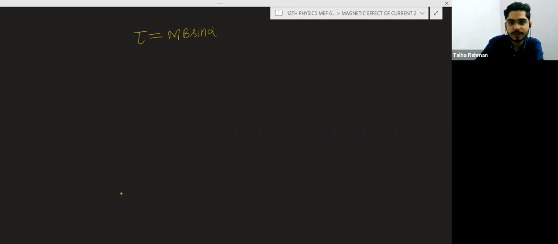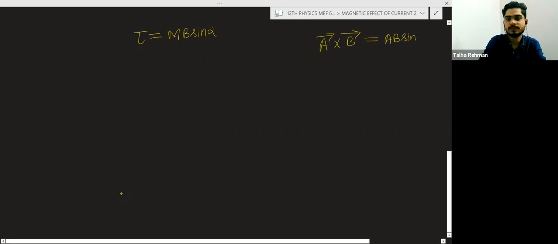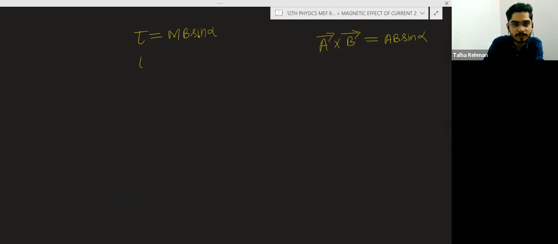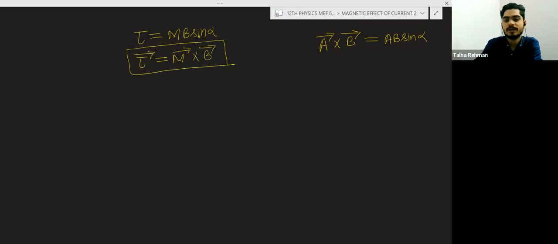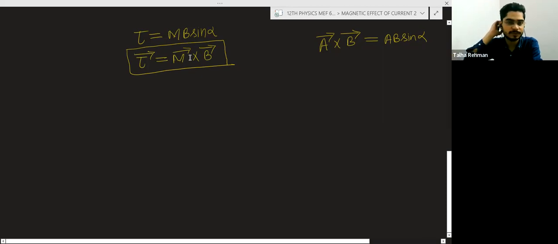Okay, so we know that the cross product of two vectors, suppose A cross B, when you open it, becomes AB sine theta, if theta is the angle between the two vectors. Here I am taking alpha as the angle between vector A and vector B. So can I write this torque in vector form? Torque vector is equal to magnetic moment vector cross magnetic field vector. This is the vector form of the torque.